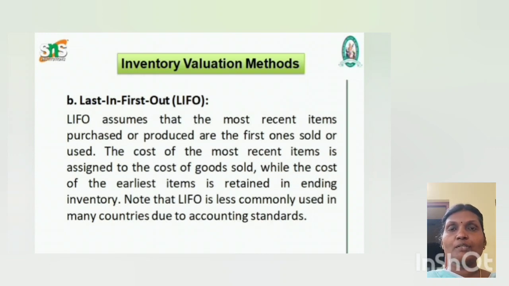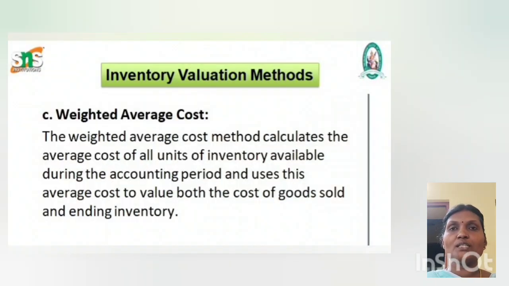The second type is last in, first out, which means the last stock item kept at the end will be taken out first. So LIFO means last in, first out. It assumes that the most recent items purchased or produced are the first ones sold or used. The cost of the most recent items is assigned to the cost of goods sold, while the cost of the earliest items is retained in the ending inventory.